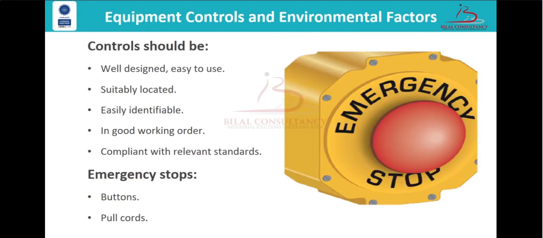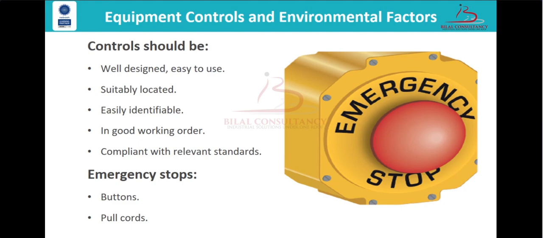Moving forward towards the equipment controls and environmental factors. Equipment controls such as stop and start buttons should be well designed so they are easy to use, placed at suitable locations on the equipment. They should be easily identifiable, they should be kept in good working order, and they should be compliant with the relevant standards. It is particularly important that stop controls are easy to see and reach and that they override all other controls. By comparison, start controls are usually recessed and harder to operate accidentally.